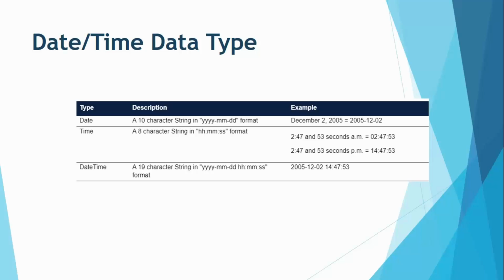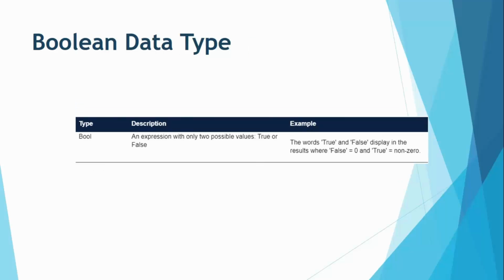Next we have date and time combined, which is a 19 character string employing 4 characters for the year, 2 for the month, 2 for the date and 2 each for the hours, minutes and seconds. An example is shown on the right side. So these are the date and time data types that are supported in Alteryx. Next we have the Boolean data type.